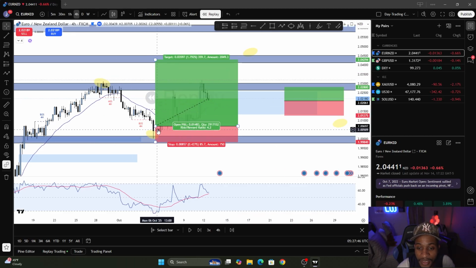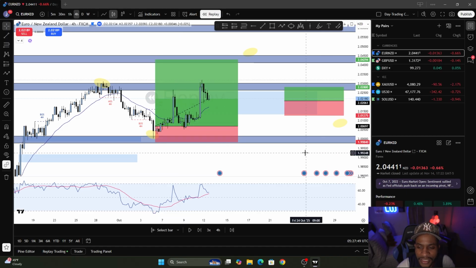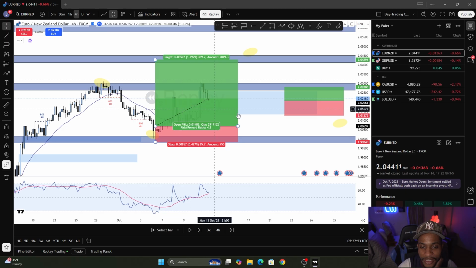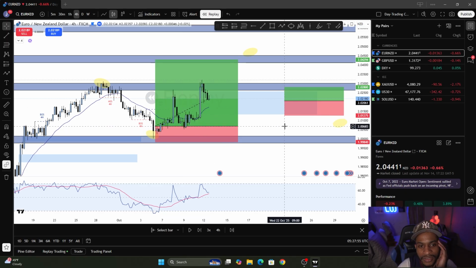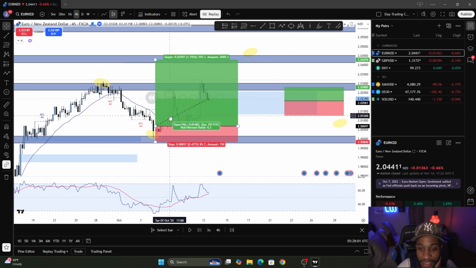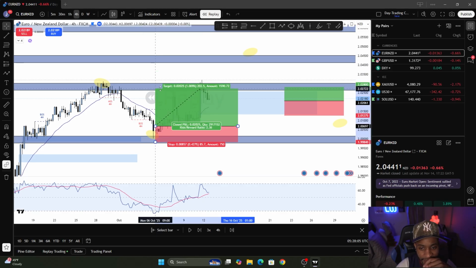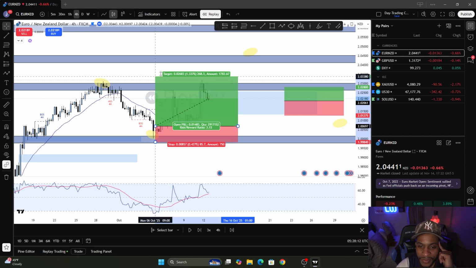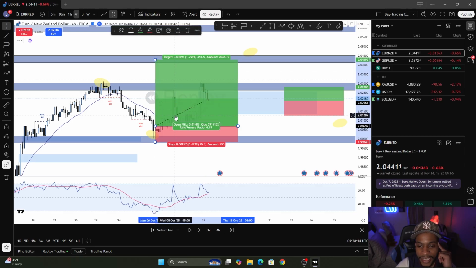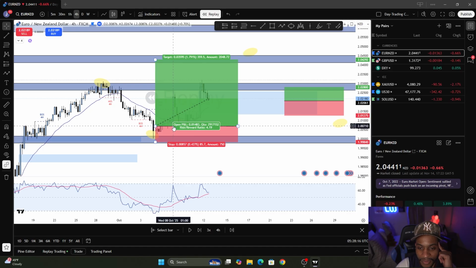shift, because I remember this night vividly. There was news on the NZD, right? New Zealand had news, or maybe it was Europe, I don't know. But I looked at my phone this one night, and at first I had set my TP somewhere here. And then I was like, you know what? Let me just aim for the highs. And then price actually went here.